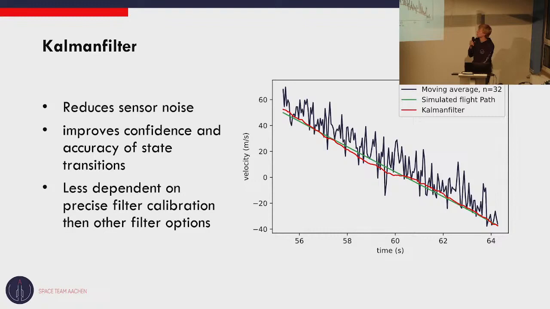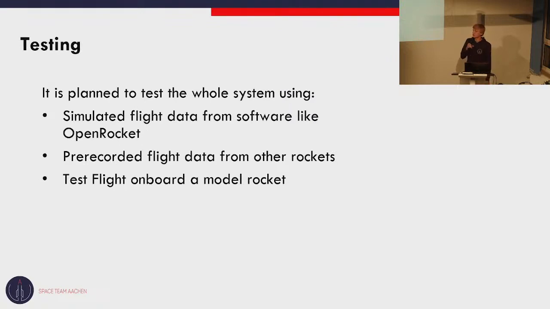But how do we actually verify that our Kalman filter and our state machine are working? We do that by means of testing, and the testing is software testing as well as hardware testing, as we are testing on our own hardware, and therefore we are testing both systems at the same time. The first step of testing is using simulated flight data. We can get the data from the simulations team and run that through our board and look at whether our board would have deployed the parachutes at the right moment. That stage is already in progress and is looking quite good.